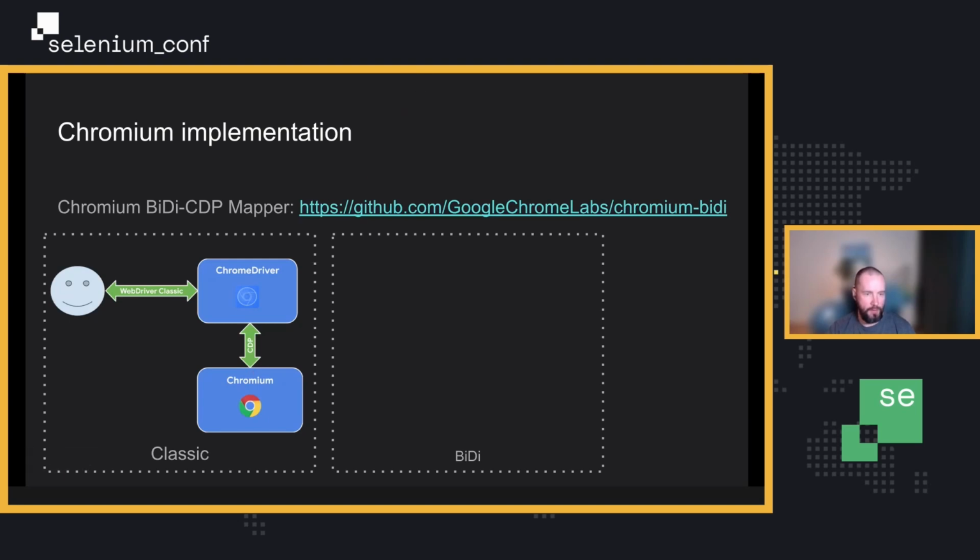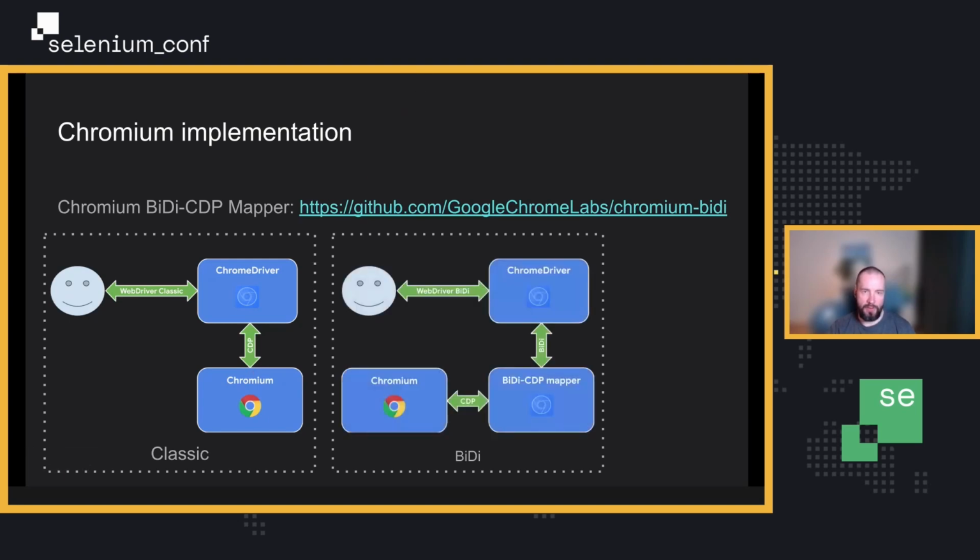But what we have in BiDi is slightly different. We added an additional item called the BiDi CDP mapper. So basically, when you as a client ask ChromeDriver to create a new BiDi session, it creates a BiDi CDP mapper in your browser and forwards all the BiDi commands from ChromeDriver to that mapper, and then the mapper translates those commands into CDP and communicates to the browser, sending back all the way around all the BiDi events, commands, results, etc.